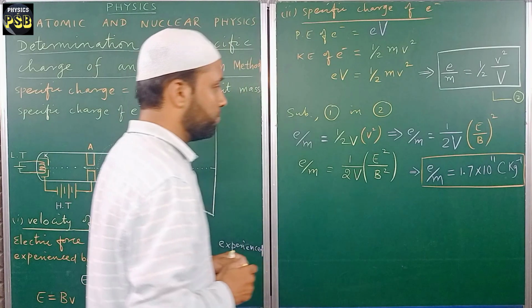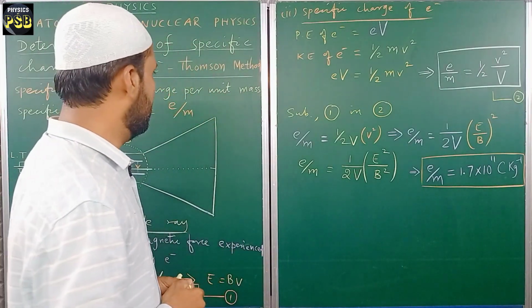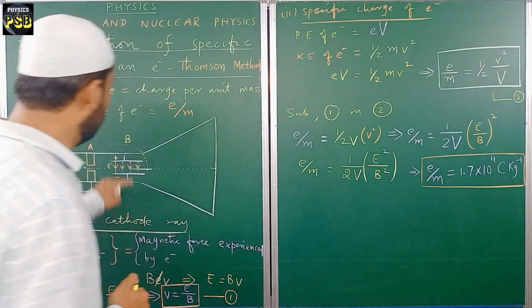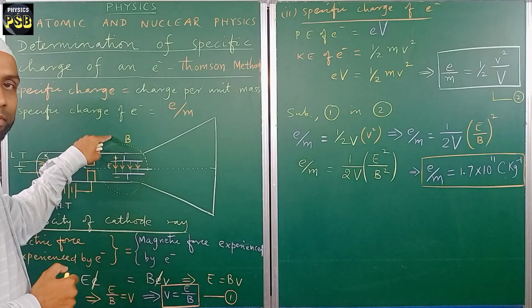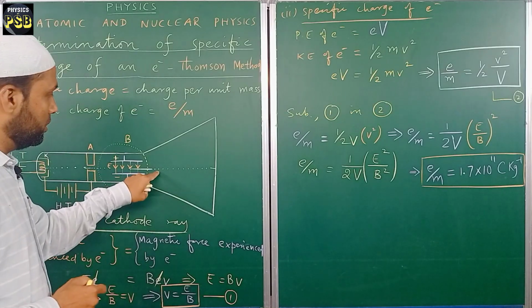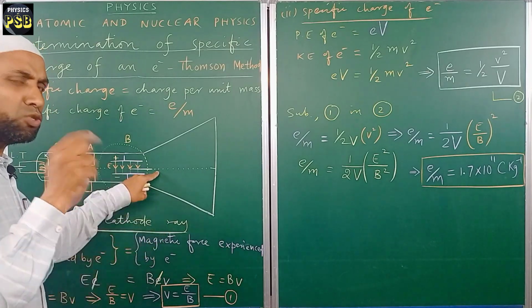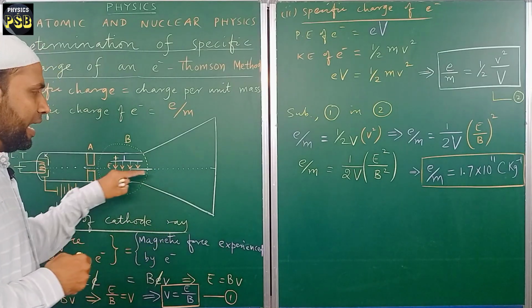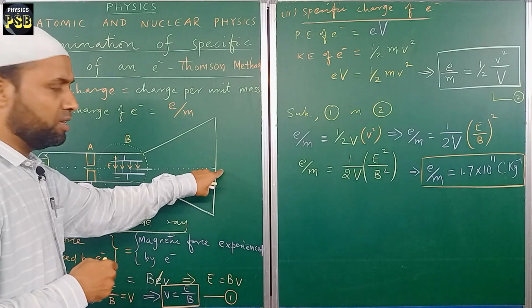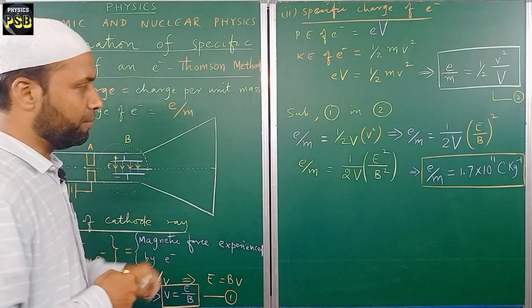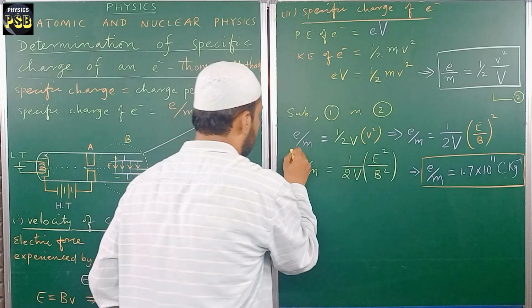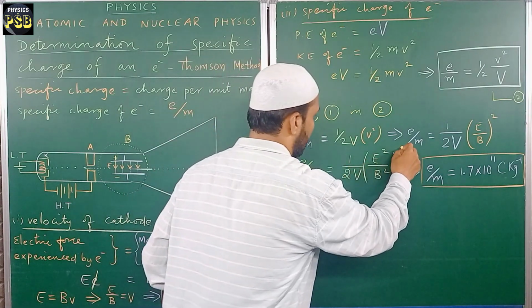Now, before conclusion, I am going to turn off the magnetic field. If I do so, then the cathode ray will deflect. It will experience only electric force and it will deviate from its path. Okay. So let me show you what I get if I do so.